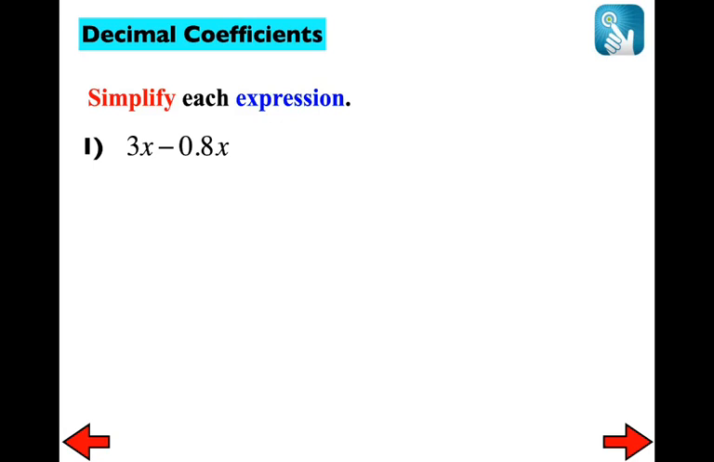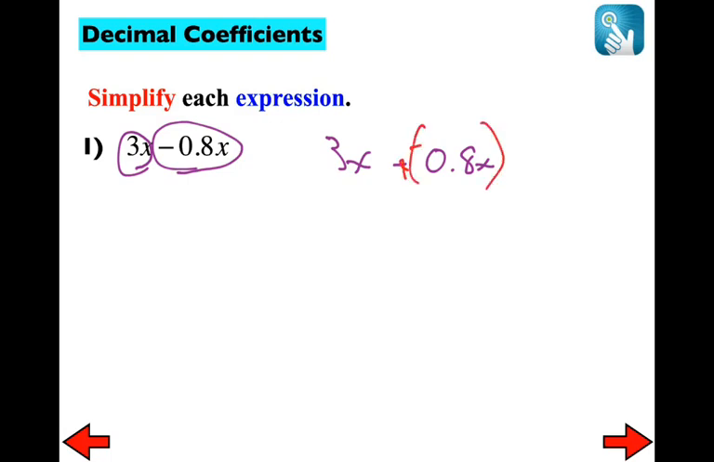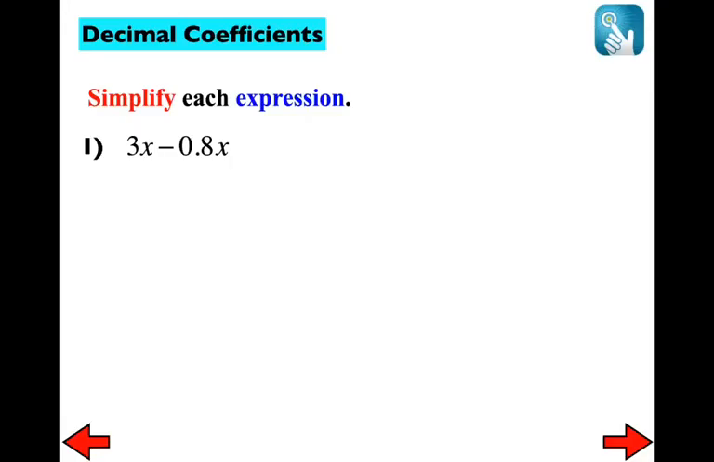number one, we have a positive 3x and a negative 0.8x. We could also think about it this way if we wanted to. But regardless, we have a positive 3x and a negative 0.8x. We have more positive x's than negative x's. In fact, we have 2.2 more positive x's than negative x's. All right, everybody pause the video and quickly try number 2.